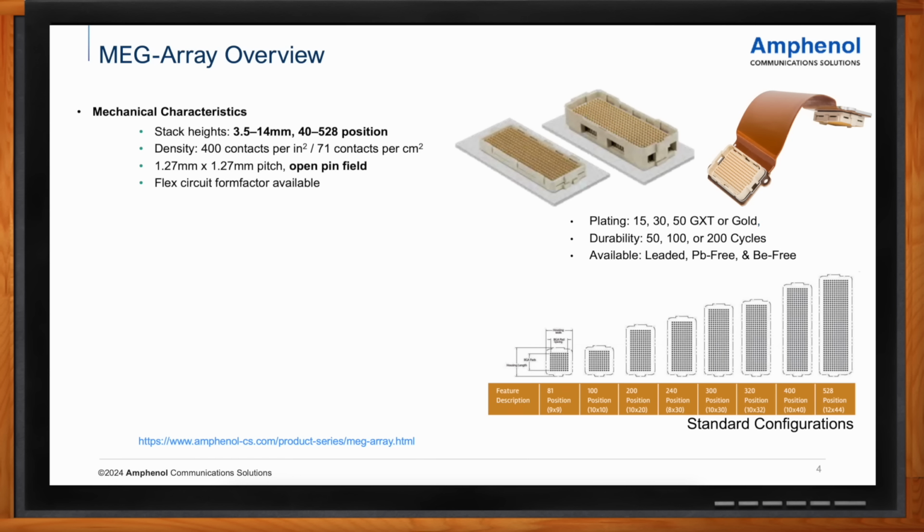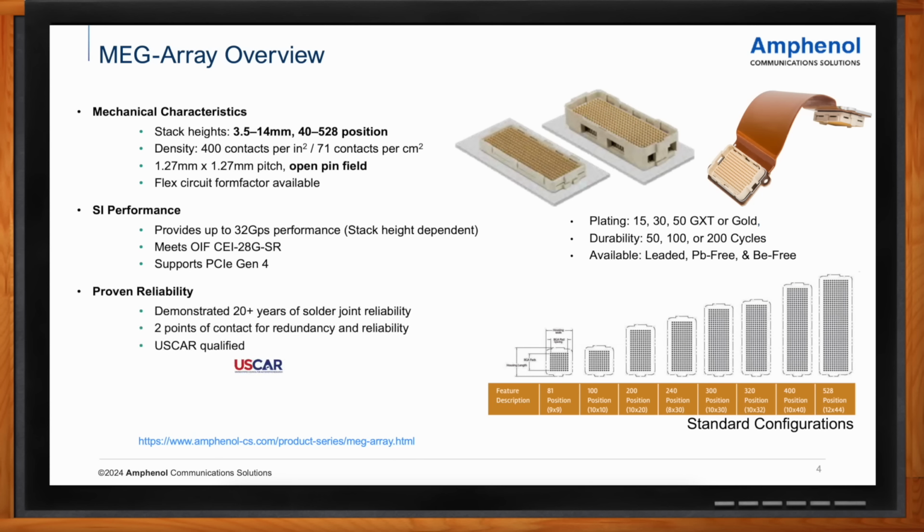MEGArray supports data rates up to 32 gigs, which is pretty good today. And because it's been around for some time, the good thing is it's tooled in a lot of configurations. So our smallest MEGArray connector is 81 contacts or positions, and then our largest is 528 pins or contacts.